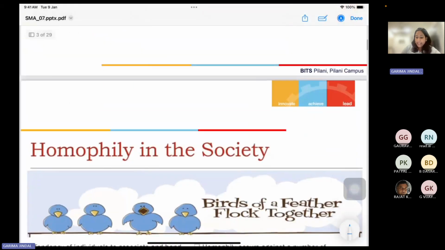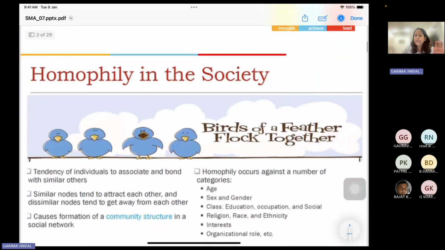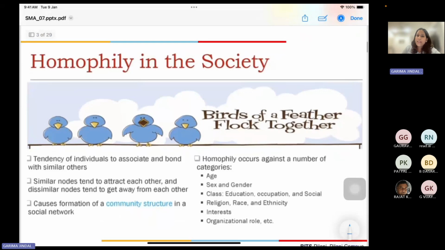So we can say that in social networks, there is a phenomenon called homophily, because of which people with similar properties tend to group together. The tendency of individuals to associate and bond with similar others is called homophily. Homophily can be formed based on age, as I told you in the example of the park. Then we have sex and gender, education, occupation, social class, religion, race and ethnicity, interests, and organizational roles.